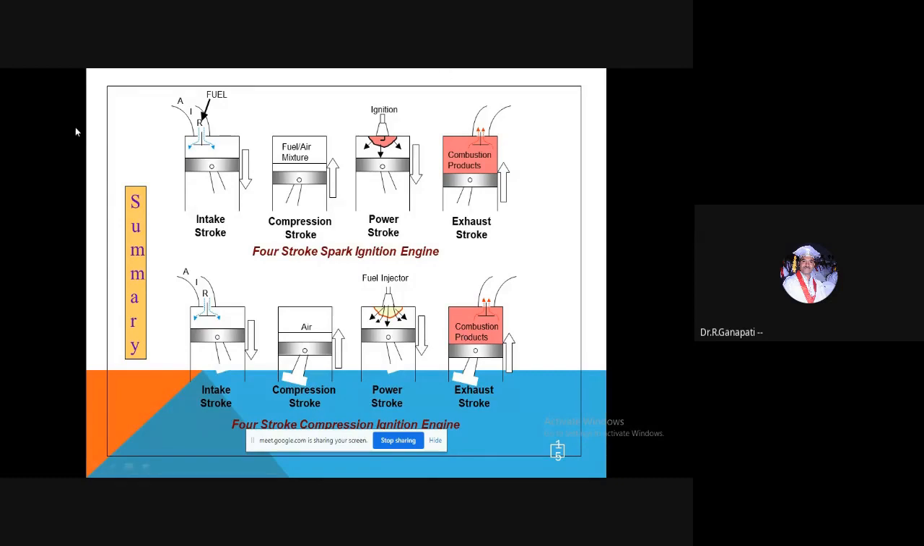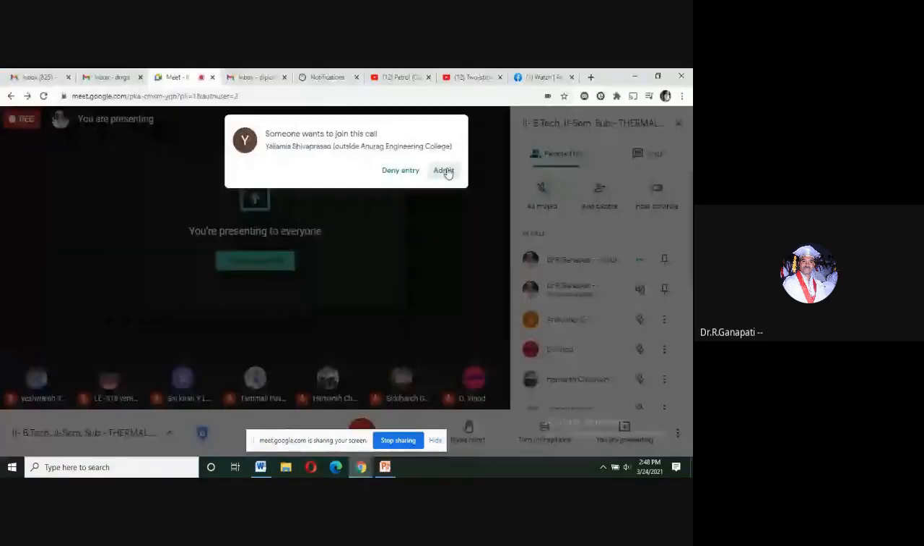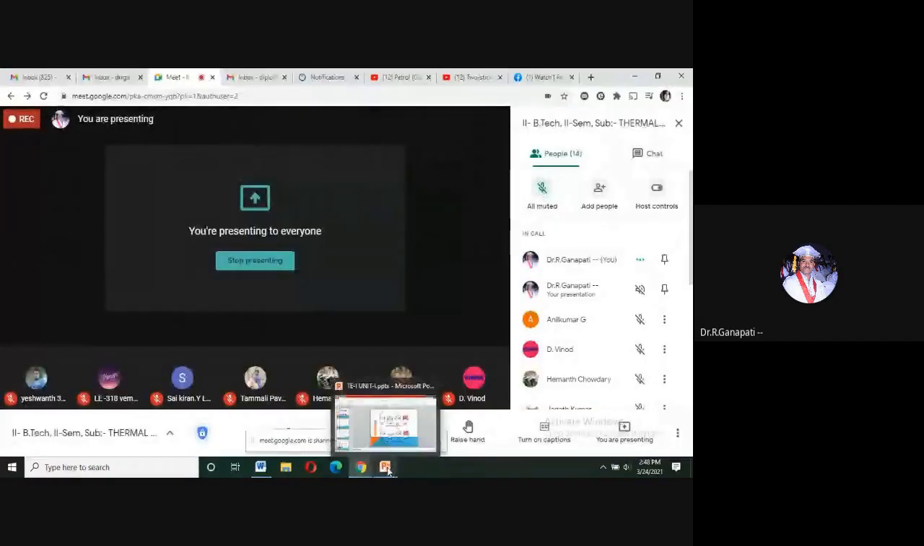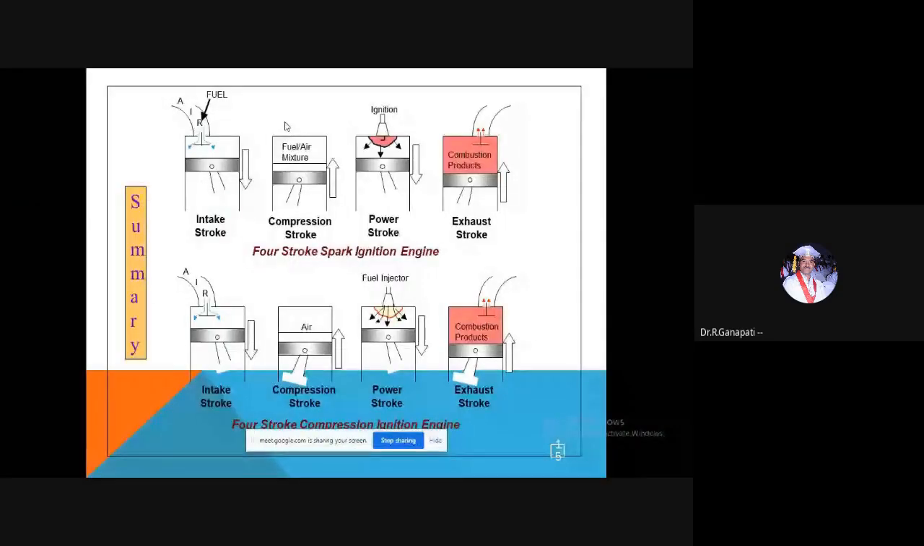So observe the first figure, that is the summary of the 4-stroke spark ignition engine. While the piston travels from the top dead center to the bottom dead center, by the pressure difference, there is a vacuum inside the engine cylinder, and the inlet valve will be open. Through the inlet manifold, the air fuel mixture will enter the engine cylinder, and this is the intake stroke, or the suction stroke.